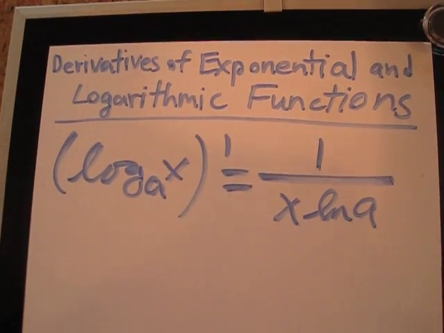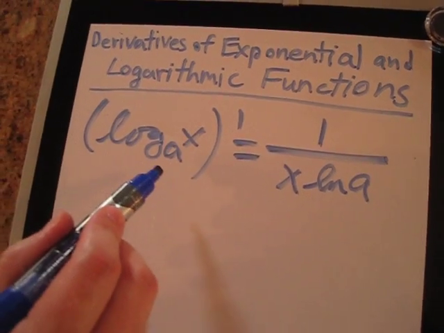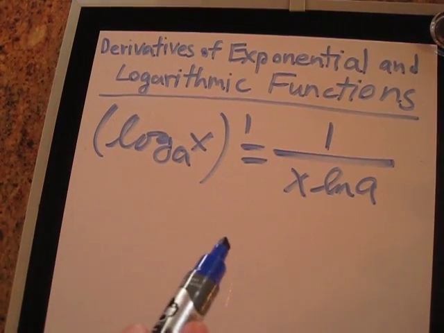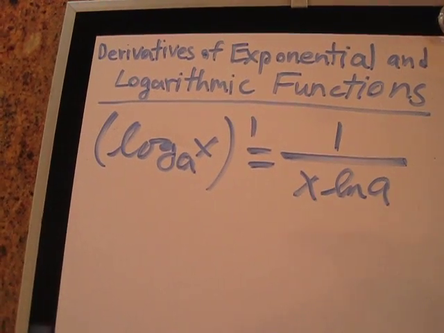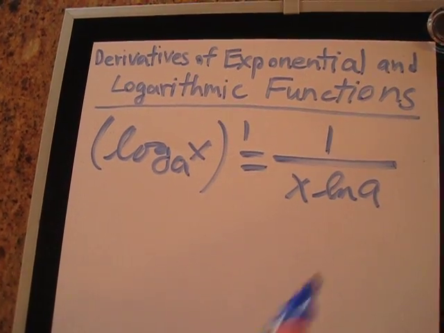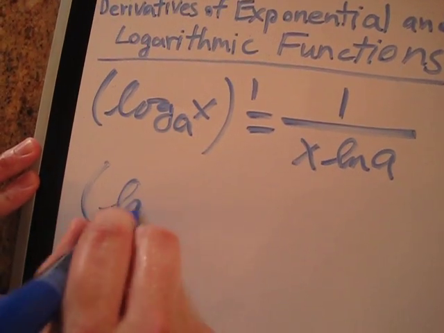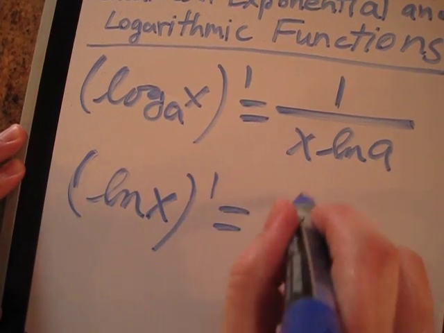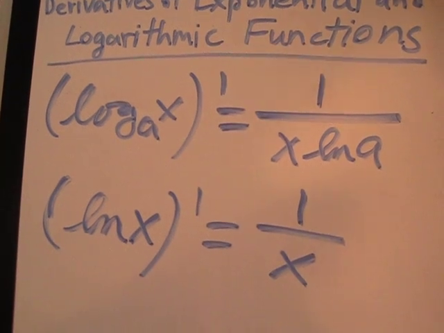Now, with logarithmic functions, there is also one special exception, and that is when a is equal to e. When a is equal to the number e, we do not write log base e of x, we write ln of x, which is the natural logarithm of x. And we know that the natural logarithm of e is equal to 1, so we obtain the result that the derivative of the natural logarithm of x is simply equal to 1 over x. And this is also a very important result.